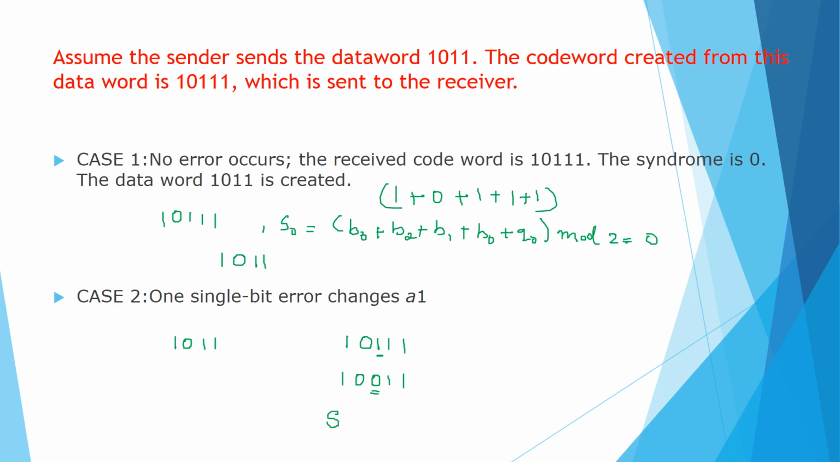Now we have to compute the syndrome S0. That is equal to 1 we will get, because the number of ones in this case is equal to 3, which is an odd number of ones. So we will get the syndrome S0 as 1. Therefore we can say that no data word is created. In such cases, no data word is created.